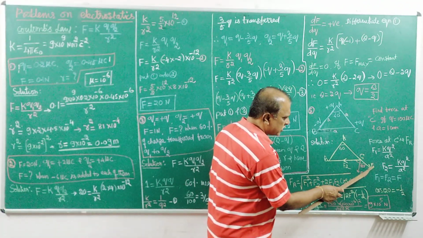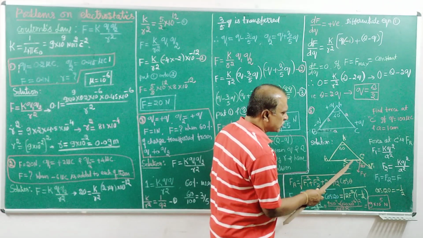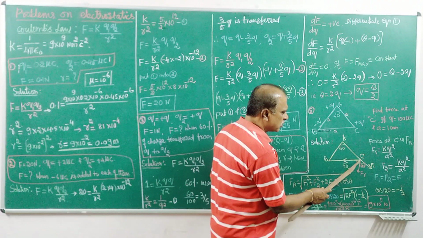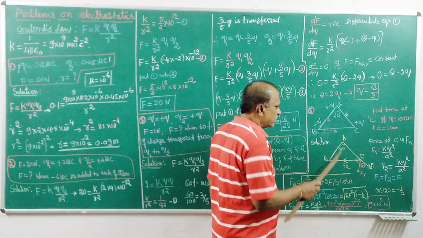Let us call these F1 and F2. There are two forces acting at this point. The net force is the vector sum of these two forces, that is F1 plus F2.